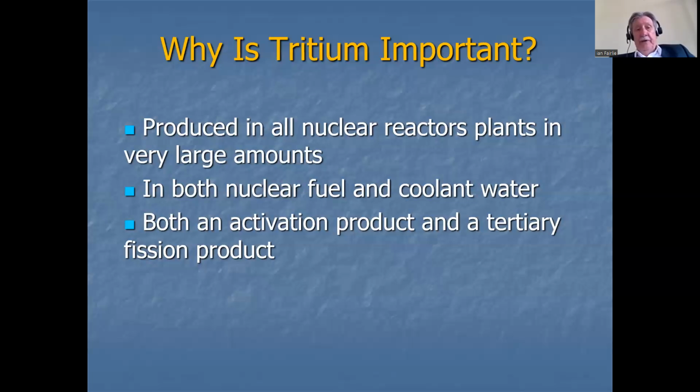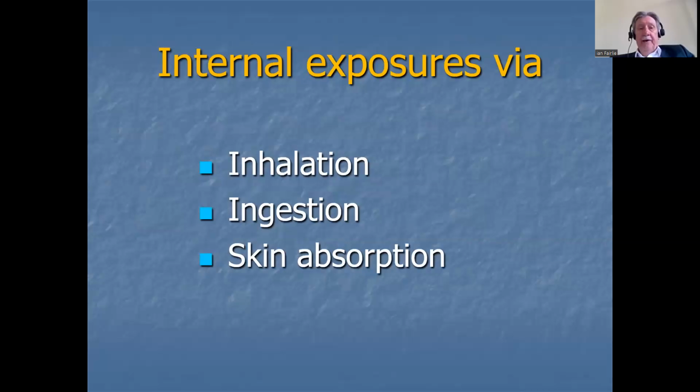And the thing is that tritium is both an activation product and a tertiary fission product. In other words, it's formed inside the nuclear reactor, both by activation of ordinary hydrogen and as a tertiary fission product. When you have the splitting of the uranium atom, out comes a tritium atom as well. Okay, next slide. How do we get it? Well, as I mentioned earlier, by inhalation, ingestion, or skin absorption. Next slide.